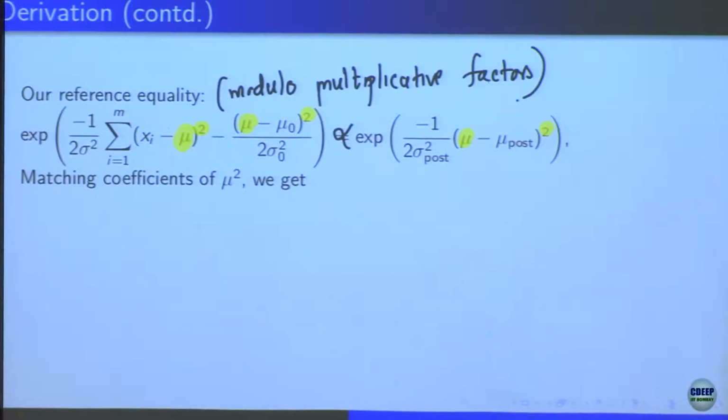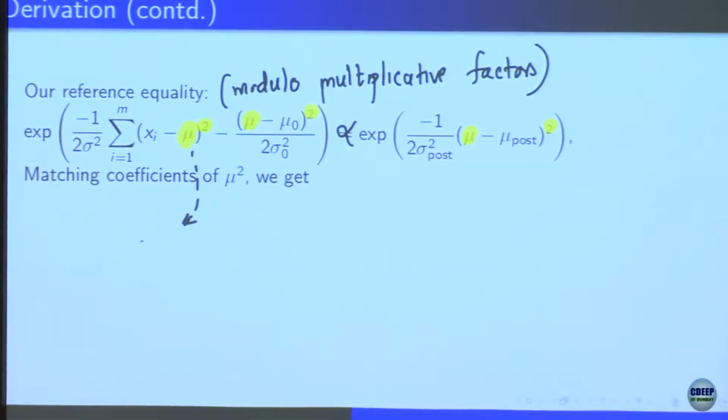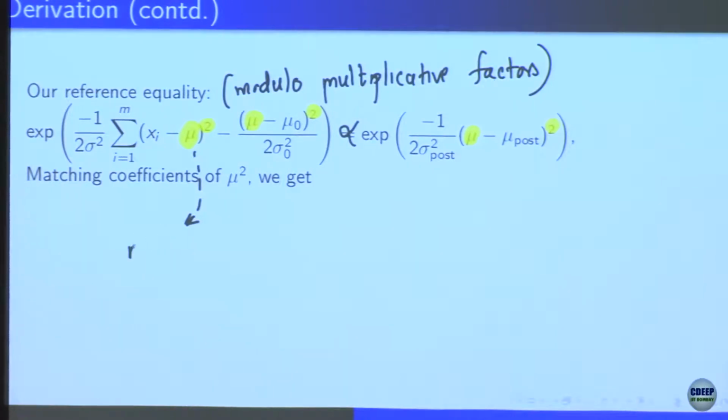Please feel free to ask the TAs or me if you have any doubts at this point. Everything that you require is on the slide. You don't need anything beyond the slide to be able to answer this question and a series of questions. So from this first summation, how many mu squares will I get? M mu squares. So I'll get m by 2 sigma square mu square minus, on the right hand side.